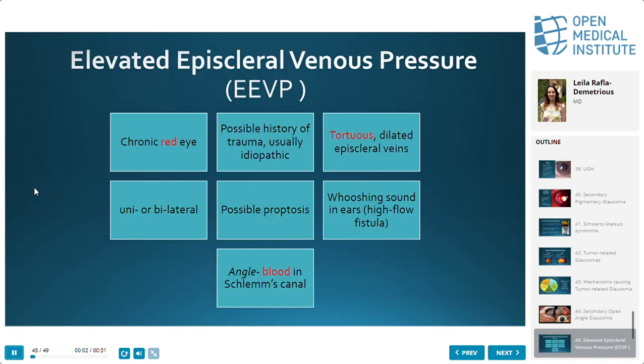So let's now turn to elevated episcleral venous pressure. Patients with this have a very chronic, red, angry-looking eye with tortuous, dilated episcleral veins. They may have a history of trauma, though this is usually idiopathic. It can be unilateral or bilateral, may have proptosis, and we can sometimes see blood in Schlemm's canal. Patients may complain of a whooshing sound in their ears, and that is often indicative of a high flow fistula.